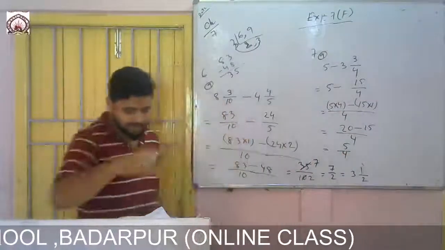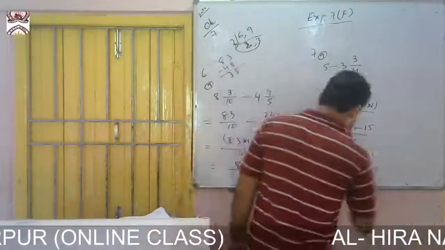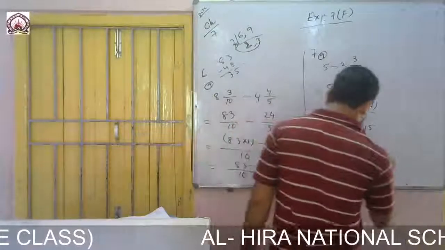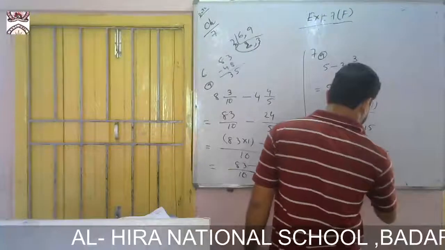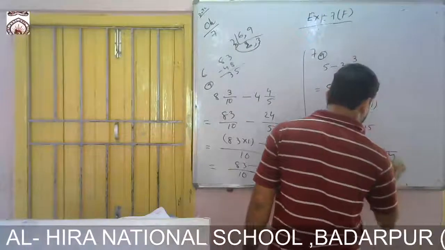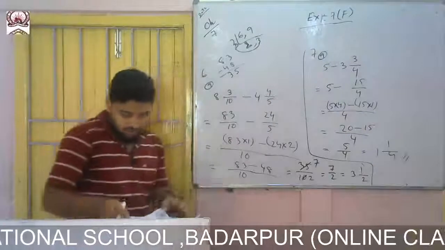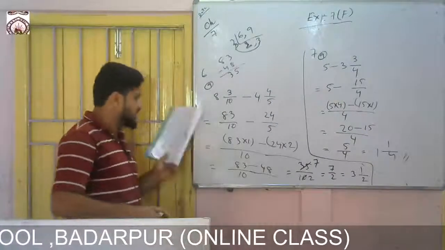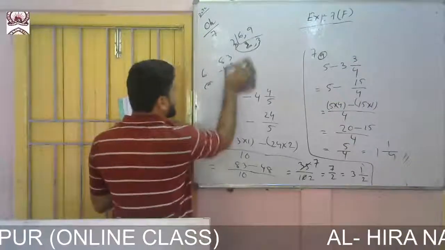Now it is an improper fraction, so I need to take it in proper form. If I take it as a mixed fraction, 4 times 1 is 4, remainder 1, so 1 and 1 by 4. Question 7B is the same, just the digits are different. And now you see question C.